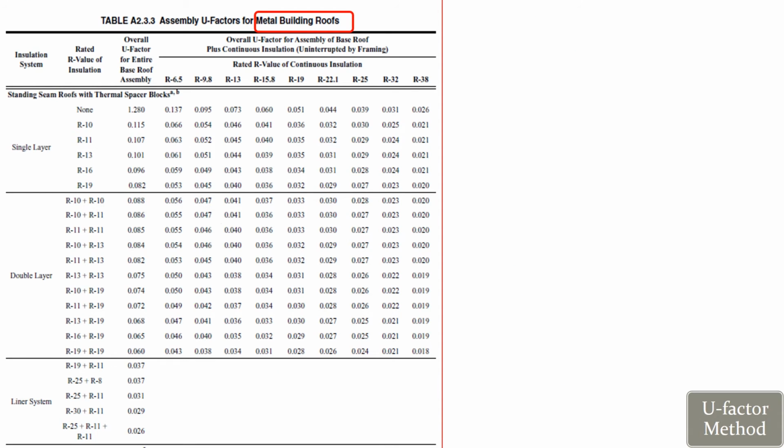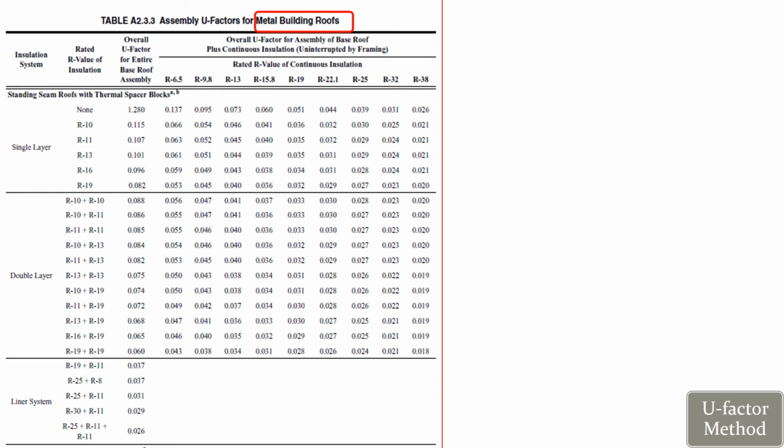This is the 90.1 resource I was referring to in the last slide. This is Table A2.3.3 out of 90.1. This focuses in on assembly U factors for metal building roofs. I broke this table out into 2 parts. The first part provides information on single layer systems, double layer systems, and liner systems, and this first column makes note of the R value system, or number of layers of insulation, and the associated U factor in this other column right here.